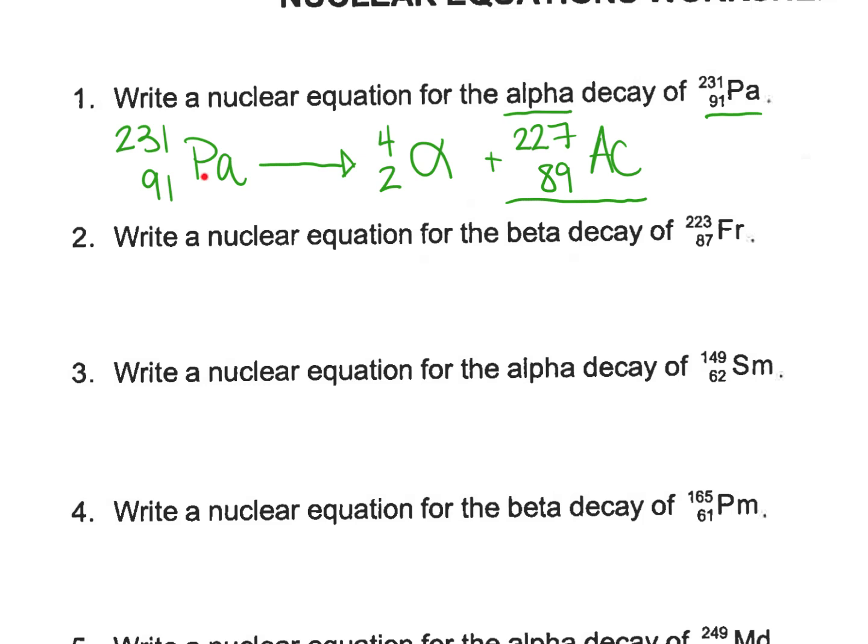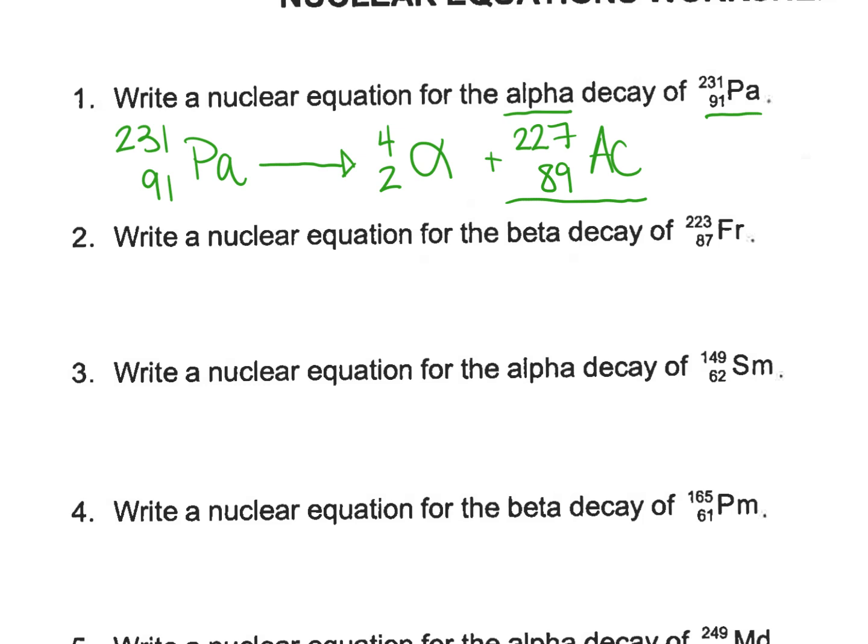All right, so what this means is protactinium is going to break apart into two things. So an alpha particle and then actinium. And then finally, to check your work, the left side has to equal the right side. Okay, so 4 plus 227, what does that equal? 231. And then we have 2 plus 89. What does that equal? 91. So you have to make sure the left side and the right side balance.